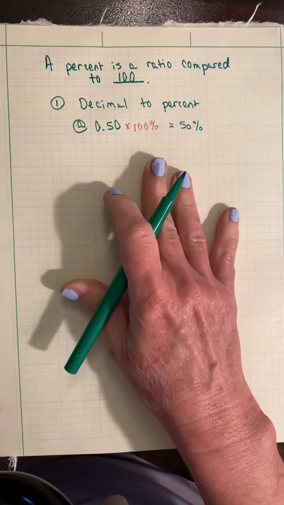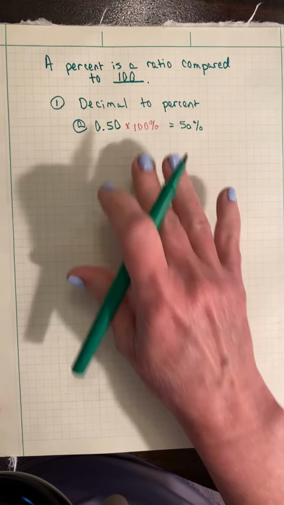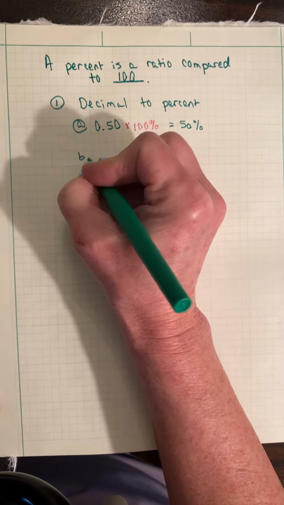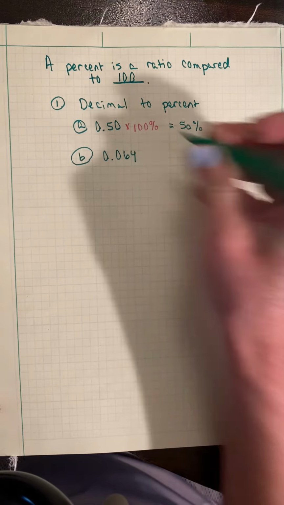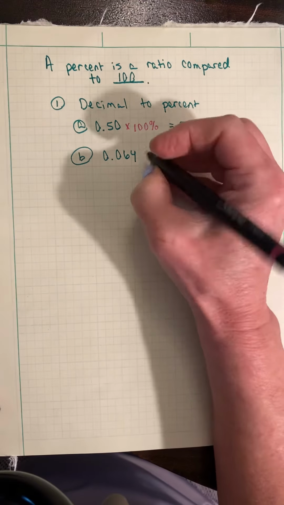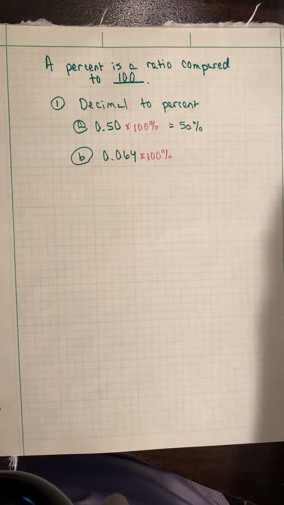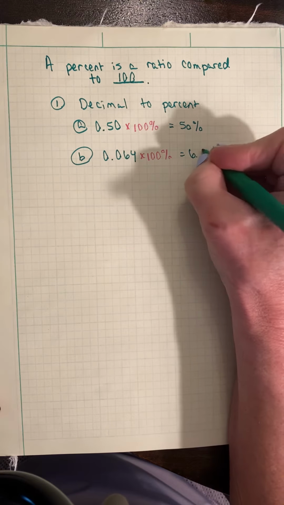A lot of students aren't sure which way to move the decimal, so if you remember, if you're going to a percent, you multiply by 100. And again, I'm going to put times 100%, and this also reminds me to put my percent sign with my answer, and that's 6.4%.